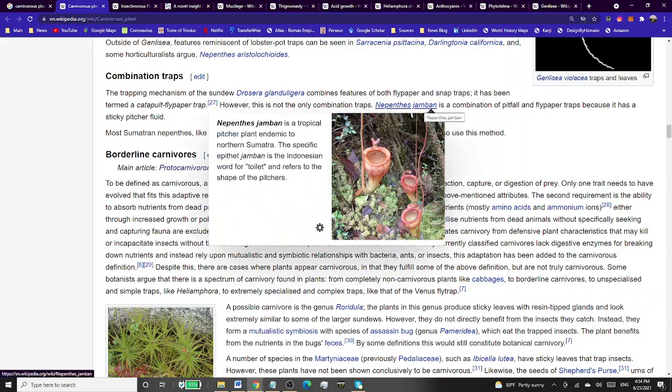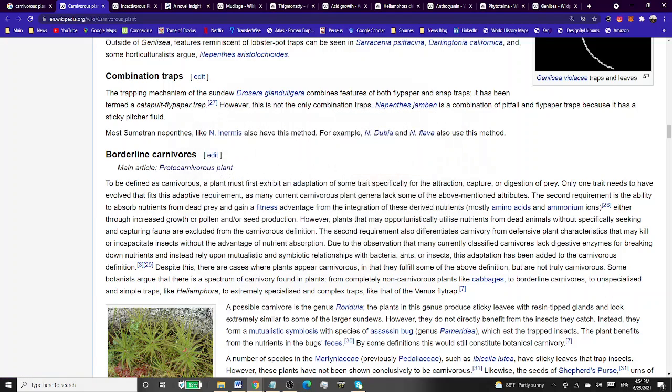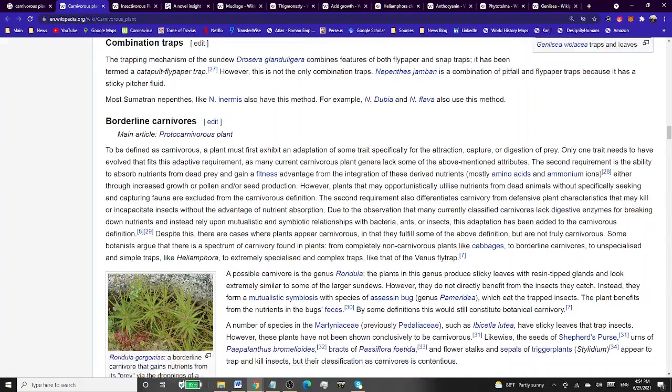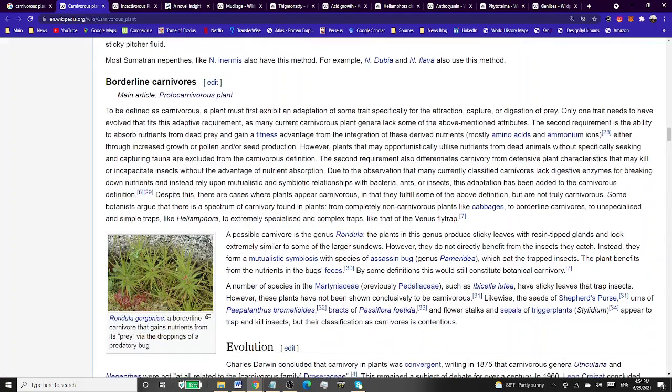And the nepenthes, okay, so this version of the nepenthes, the jambon, is a pitfall and a flypaper trap because the fluid is sticky, so you can stick to it and fall into it. Great. Oh, look at them all. They're all so creative and cute.